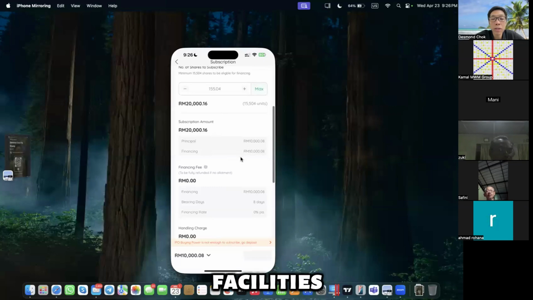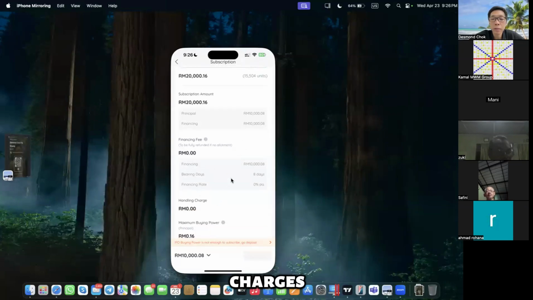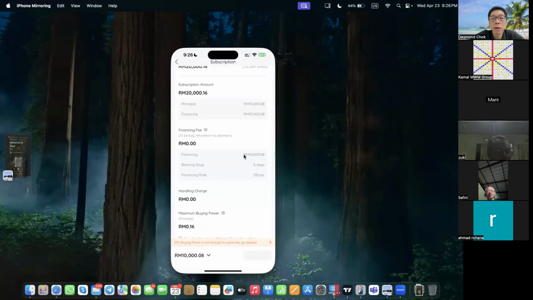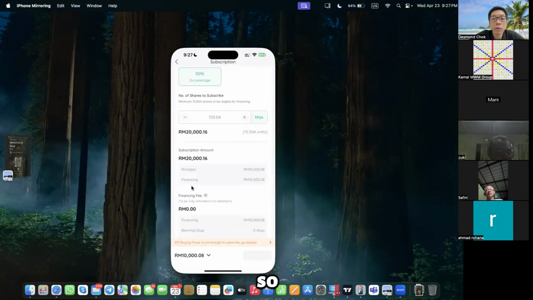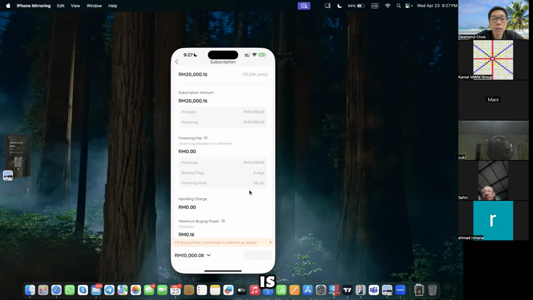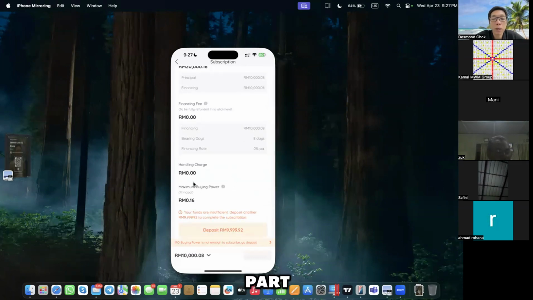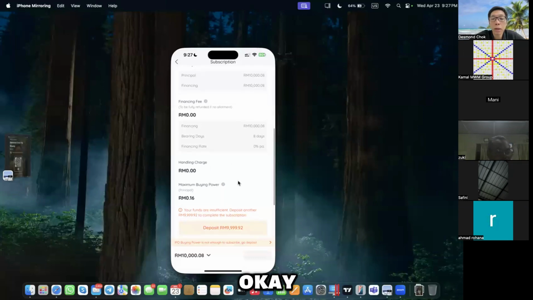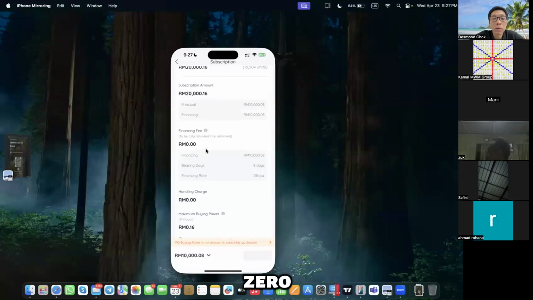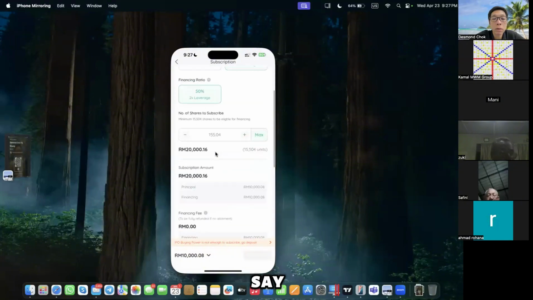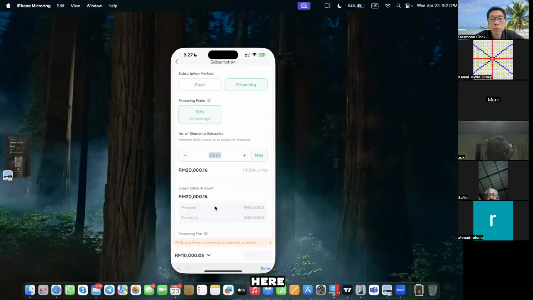Of course, with this kind of facility, there are financing charges. Financing charges are only calculated up to the balloting date of the IPO. For this part, it will be auto calculated for you already. Let's say your financing is 50%, so 10,000. We calculate already, so how much is the financing fee for this part? Financing charges also 0. So for this part it is 0. Let's say I put here 15,504.